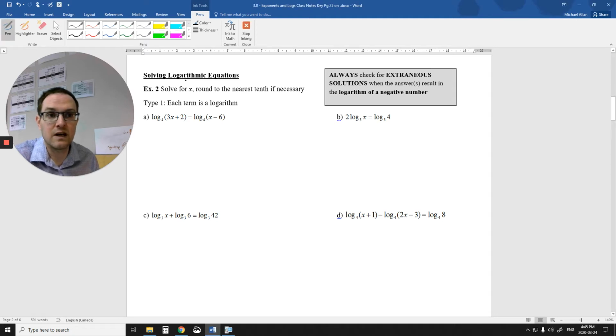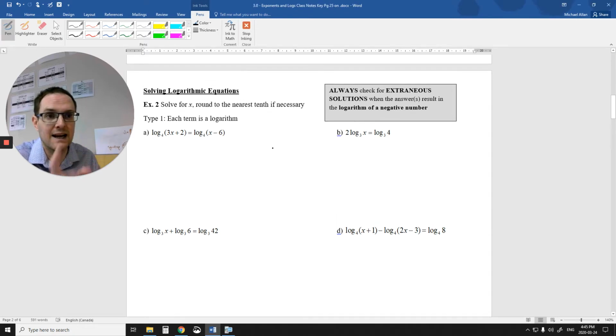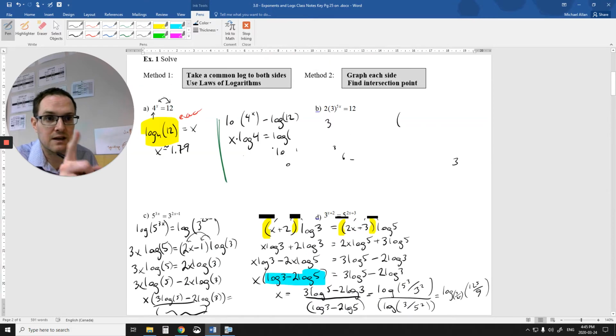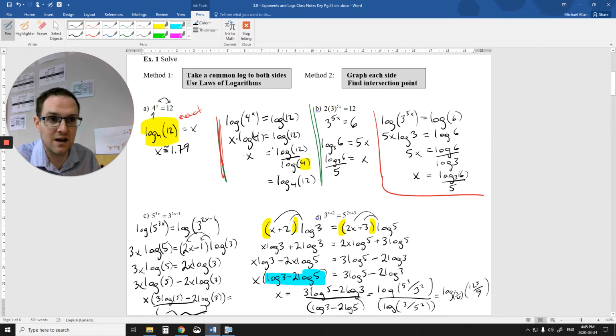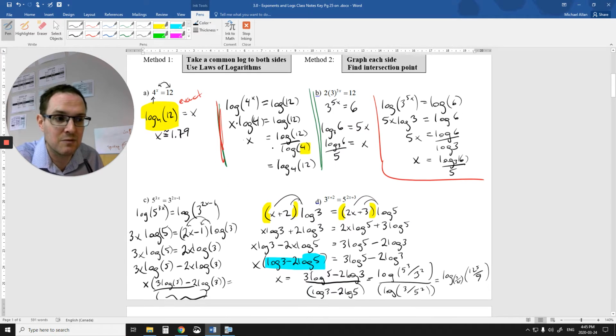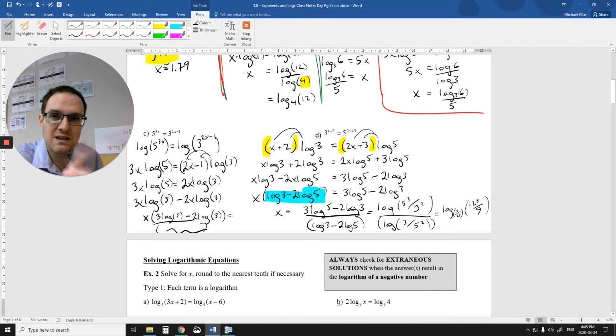All right, so now we're going to solve logarithmic functions, equations. Remember last video, we solved exponential equations using logs. You could have graphed them as well and solved for an approximate answer. Remember, we were going for the exact answers before, so it did get kind of complex.